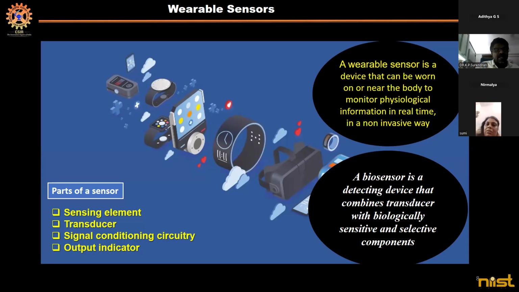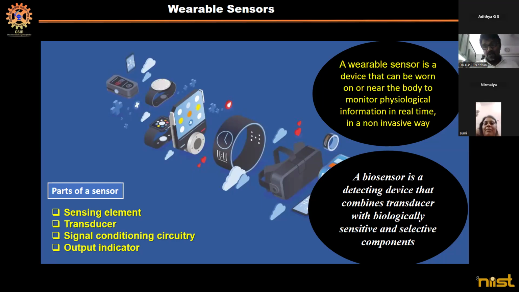Any sensor you take will invariably have four parts. It is basically a sensing element that communicates with the external environment, and a transducer that converts the information read from the sensing element into a readable electrical format. But the signals will be very weak, so you have to amplify them. So a signal conditioning circuit should be there, and an output indicator in the form of a display or something is also there. A wearable sensor is, as I have said, something weird.